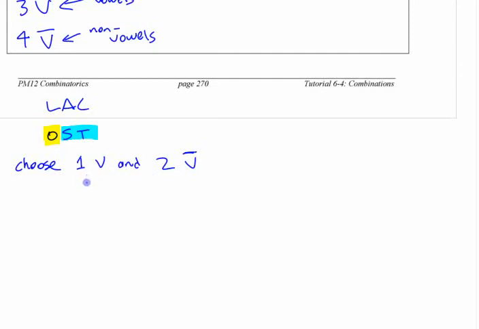How do I think through this? I'm choosing one vowel. How many do I have to choose from? 3, right? And I'm choosing two non-vowels, and how many do I have to choose from? From 4. I want to choose one vowel from 3 where I do not care about the order. How would I work that out? What do I write with symbols here?